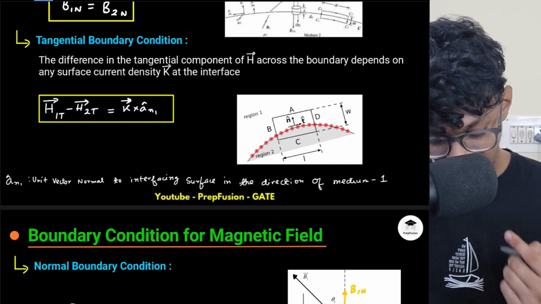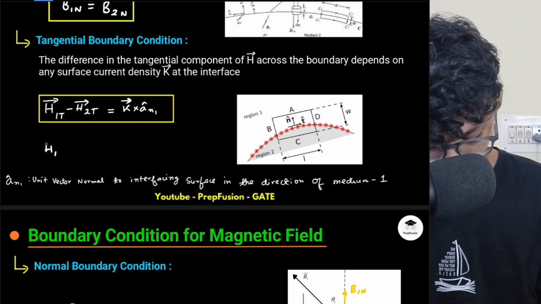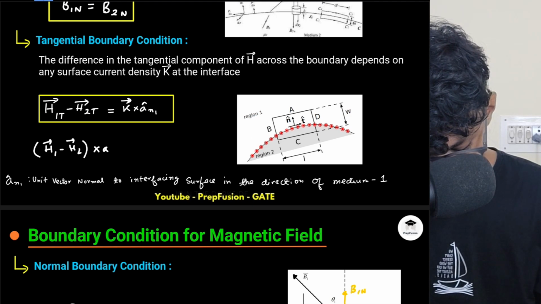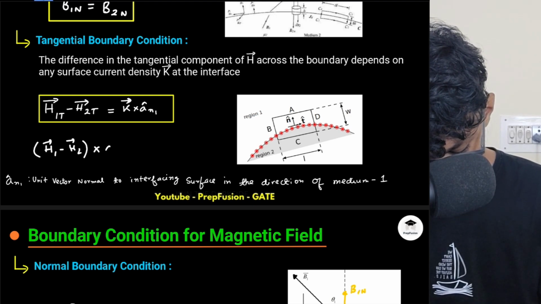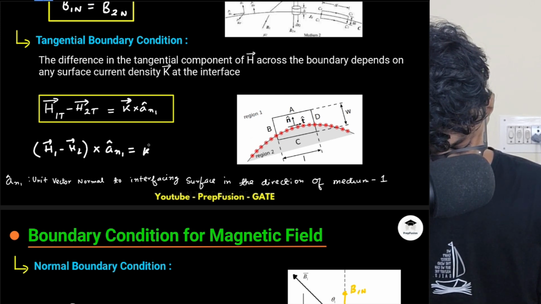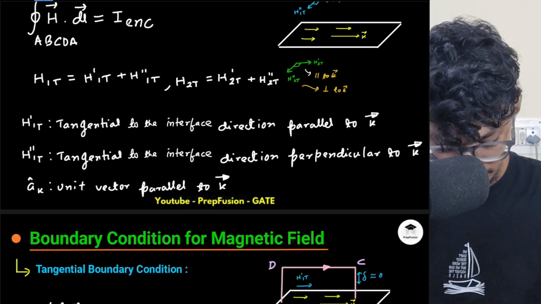As these three are mutually perpendicular to each other, you can write H1 minus H2. If I take the cross with an1, I will get back my surface current density. So this is one good relationship that you should know. It will help out here in this question.